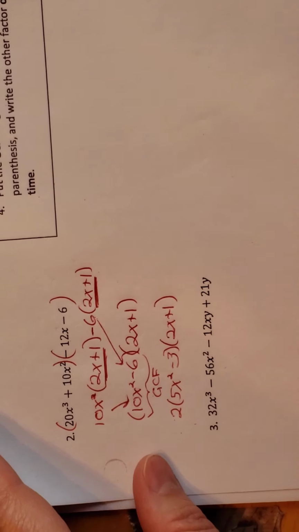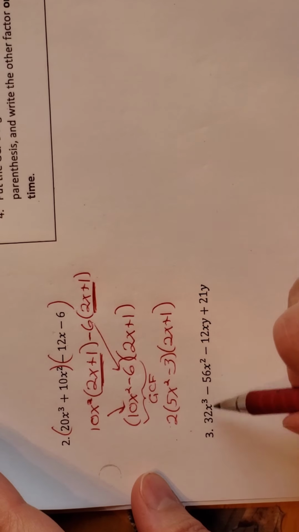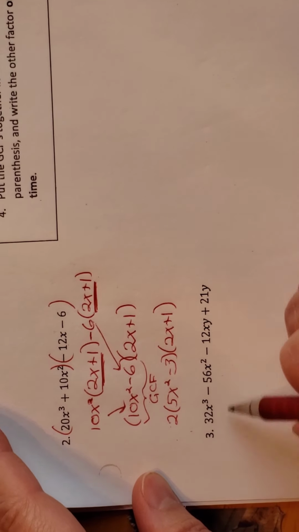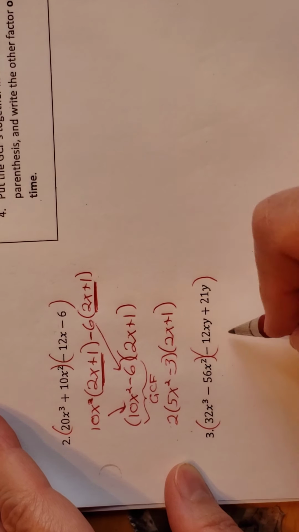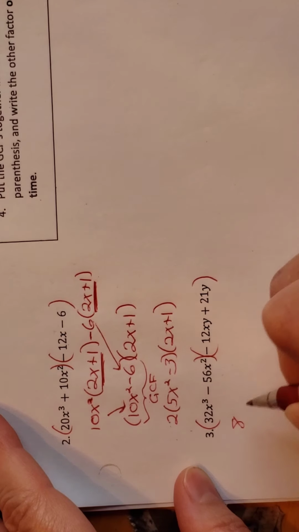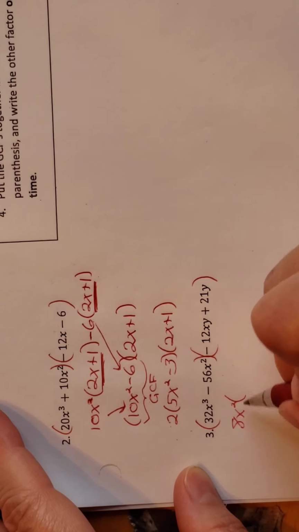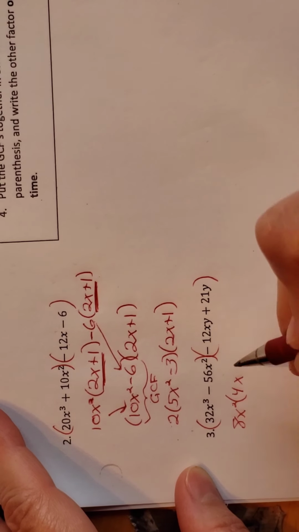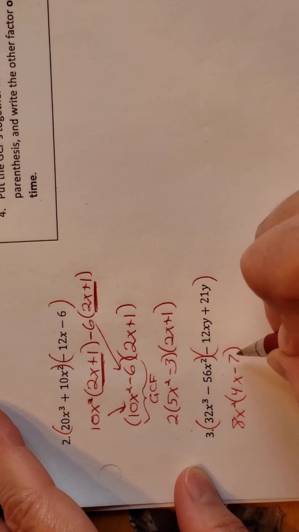Okay, looking at the next one. Okay, 32 and 56, I can see I can take out an 8. So I think I will put these together and those together. So 32 and 56, I can take out an 8 and an x squared. 32 divided by 8 is 4x. 56 divided by 8 is negative 7.